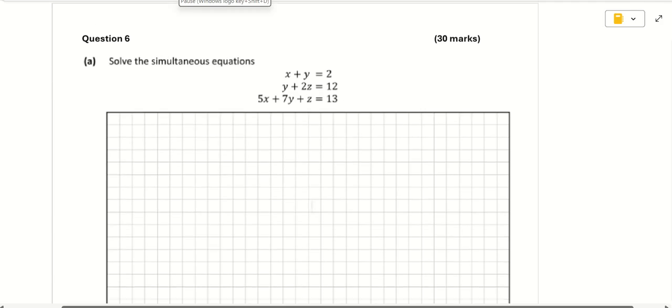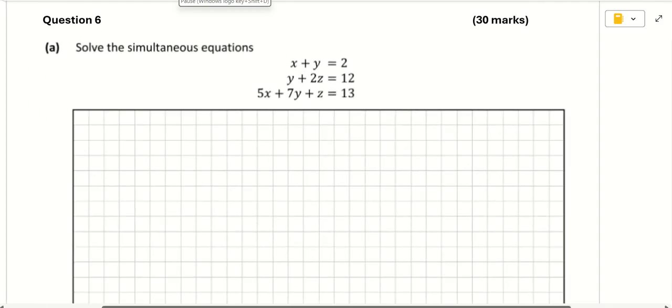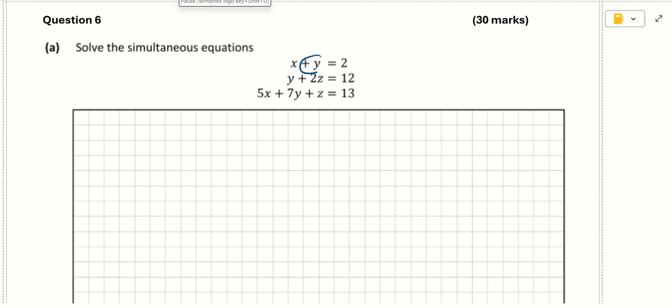Okay, moving on to question 6. Okay, so we've got a triple simultaneous equation here. So there's always wonderful ways of messing these up as you go along. So just take your time with them and don't be stressing too much. So as you can see here, you want to get two things that are the same. So you can see you have a 1y and a 1y at each of these points. So let's use that first.